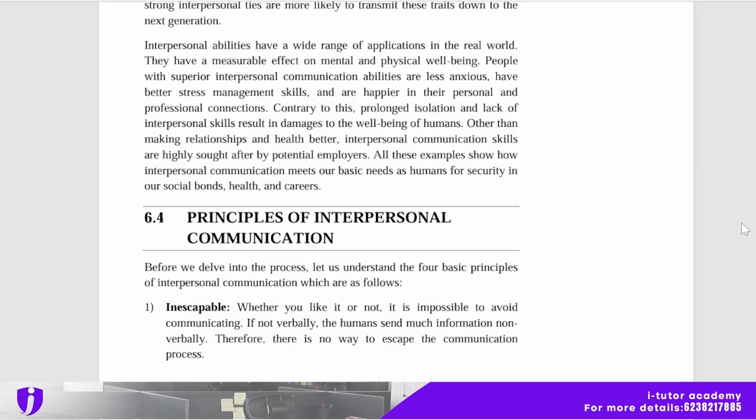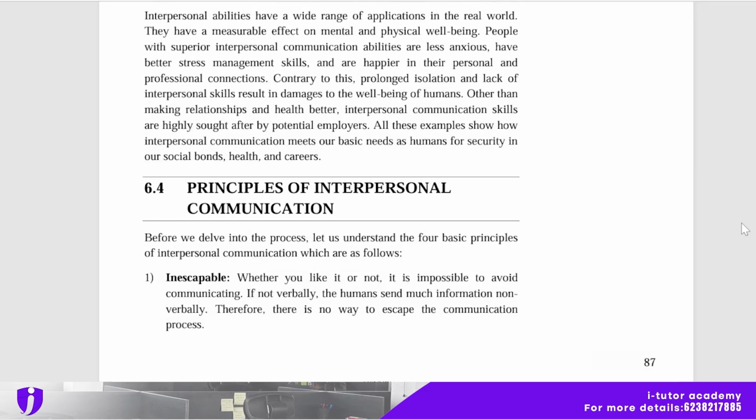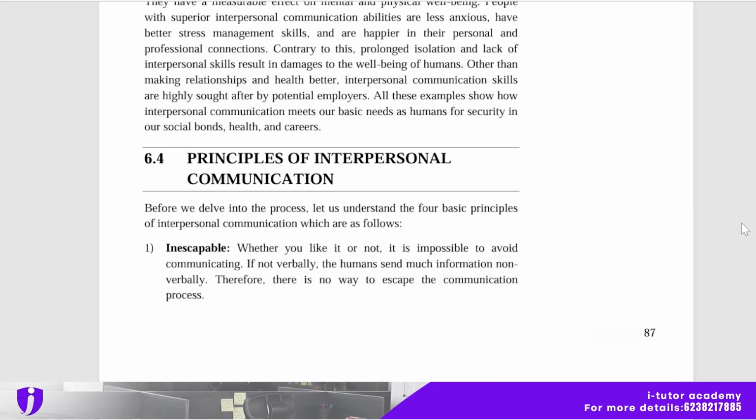People with superior interpersonal communication abilities are less anxious, have better stress management skills, and are happier in their personal and professional connections. Contrary to this, prolonged isolation and lack of interpersonal skills result in damage to the well-being of humans. Other than making relationships or health better, interpersonal communication skills are highly sought after by potential employers. All these examples show how interpersonal communication meets our basic human needs for security in our social bonds, health, and careers.